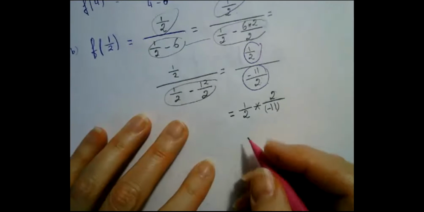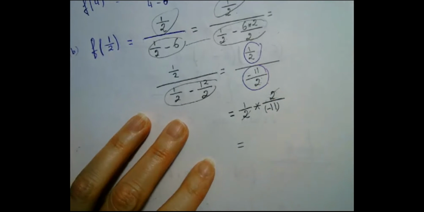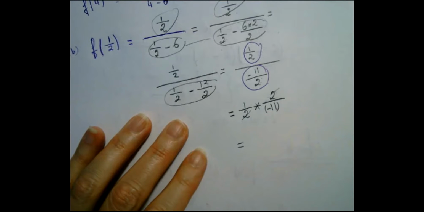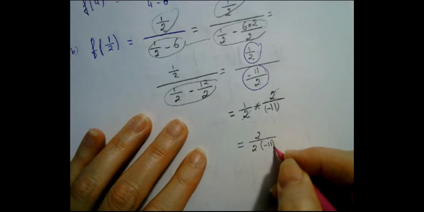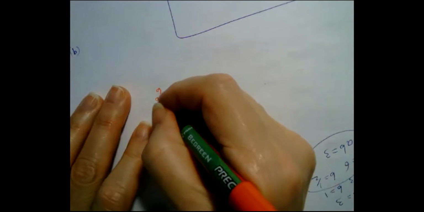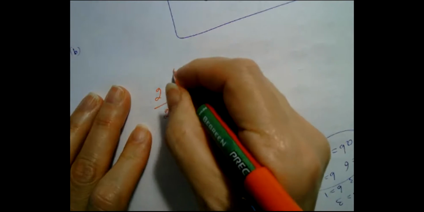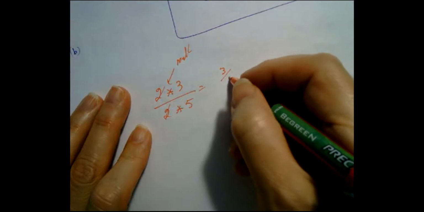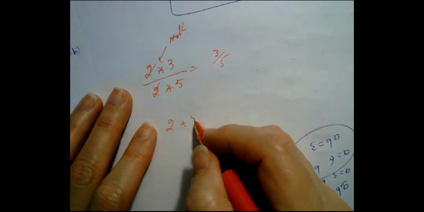So now this is equal to what? Now, can we do better than that? Can we simplify the 2 and the 2? So it's going to give me basically 2 over 2 minus 11. And now in math, if you have 2 multiplied by 3 over, let us say, 2 multiplied by 5, if you have a multiplication, you can simplify if you are multiplying. You cannot simplify if you have an addition.